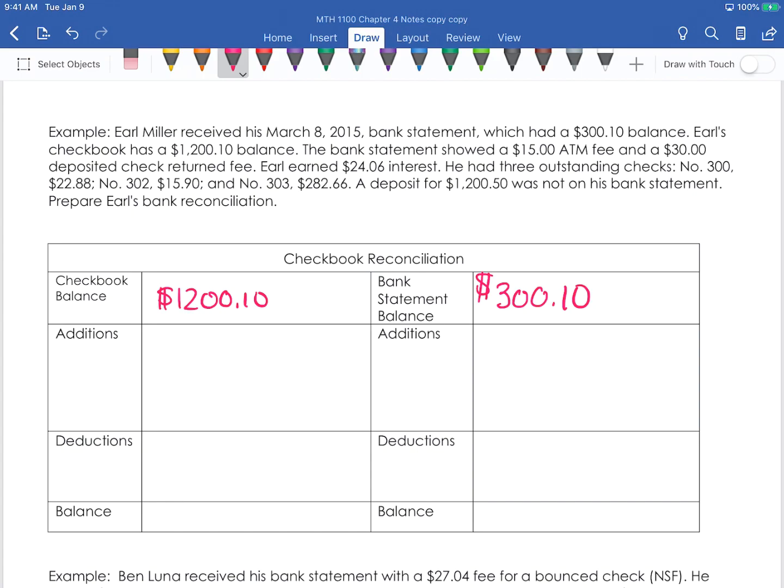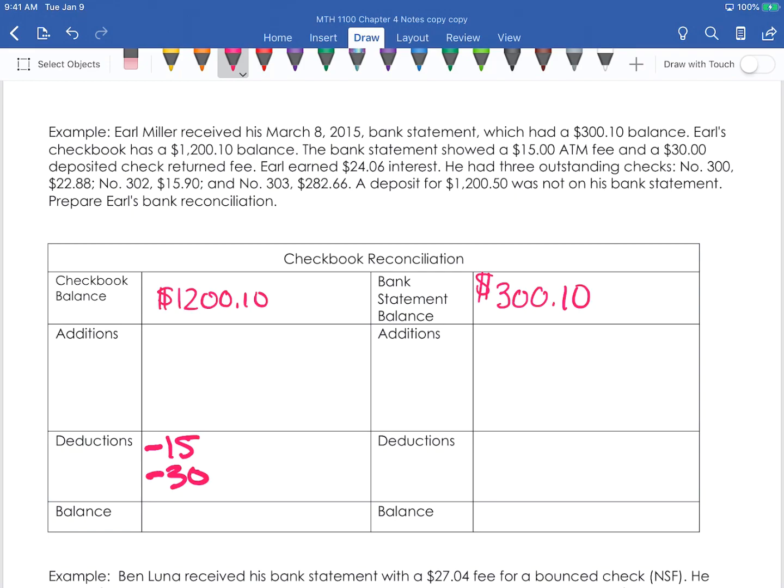The bank statement showed that there was a $15 ATM fee and a $30 check return fee. So this is something that's showing up on the bank account, so we want to make sure it's showing up in her checkbook recorder. So since those are fees, we want to make sure we put those in the checkbook balance under deductions. So there's a $15 fee, and then there's a $30 fee, so I'm subtracting.